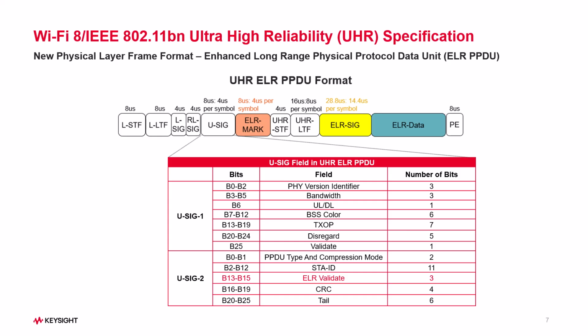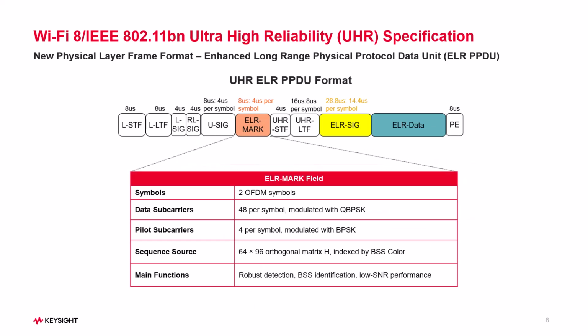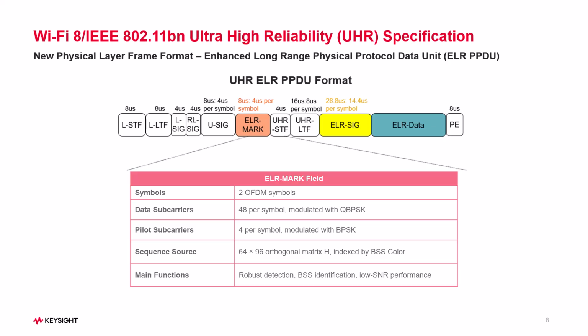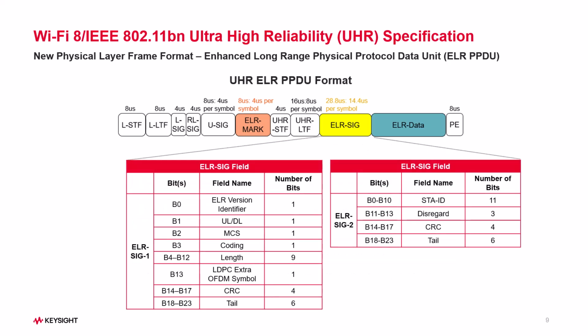The U-SIG field includes 3 bits that identify the ELR PPDU format within a UHR frame. The ELR-MARK field carries a node sequence for detection, includes BSS color information, and uses QBPSK on data tones and BPSK on pilots. No power boosting here. The ELR-SIG field provides decoding instructions such as modulation, coding rate, frame length, and station ID. It's BPSK modulated, includes CRC and tail bits, and ensures reliable decoding.